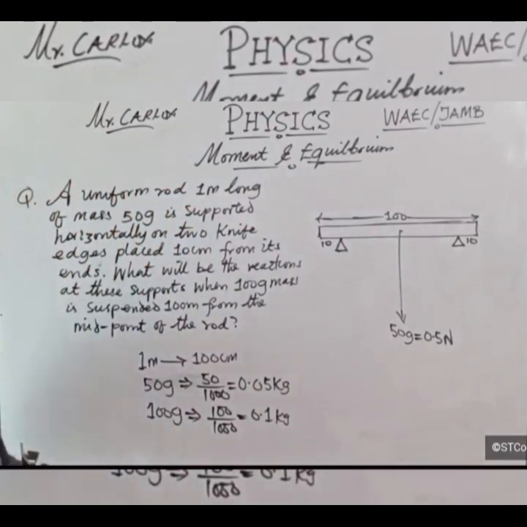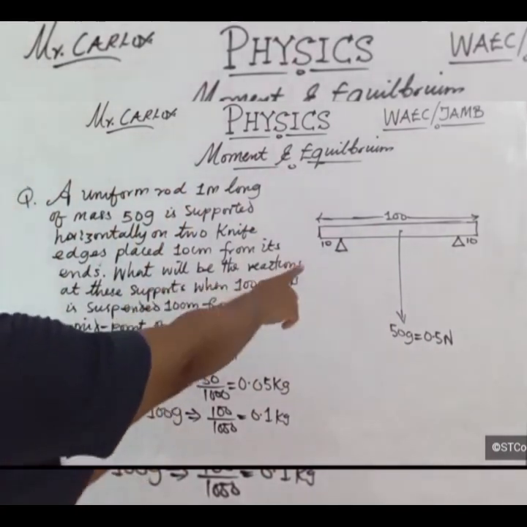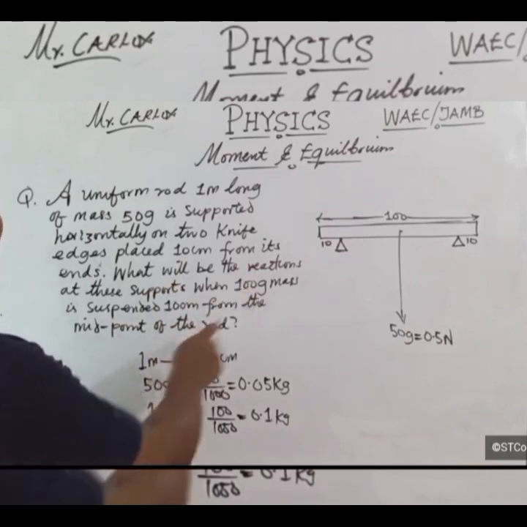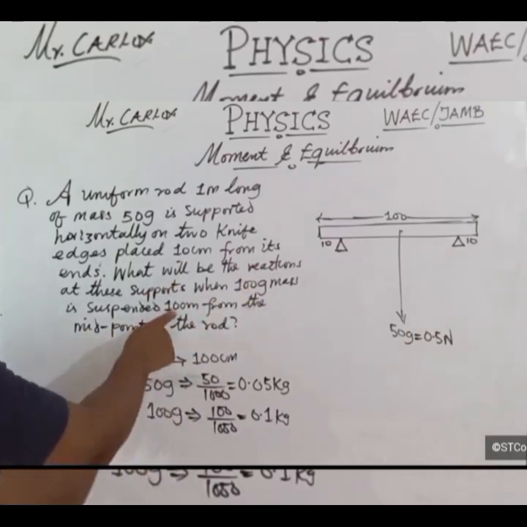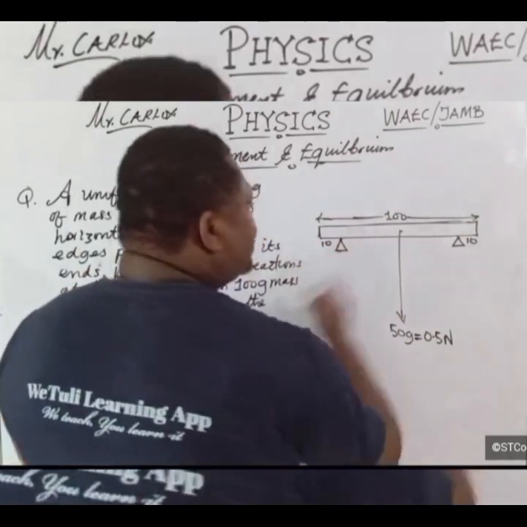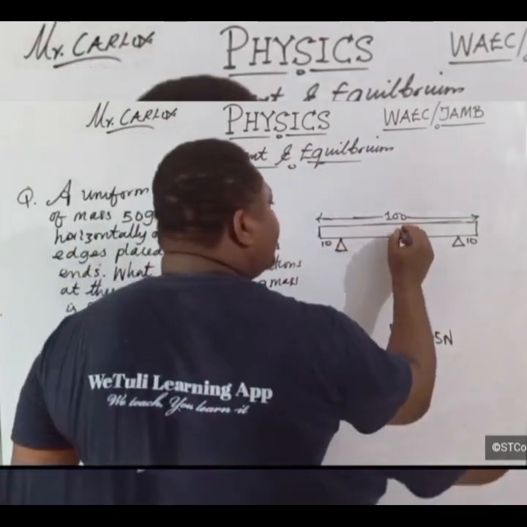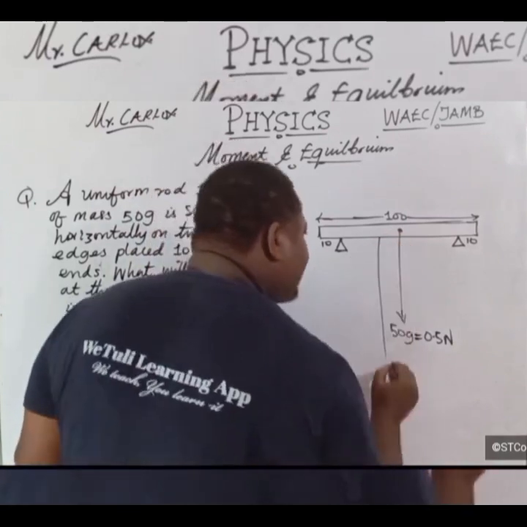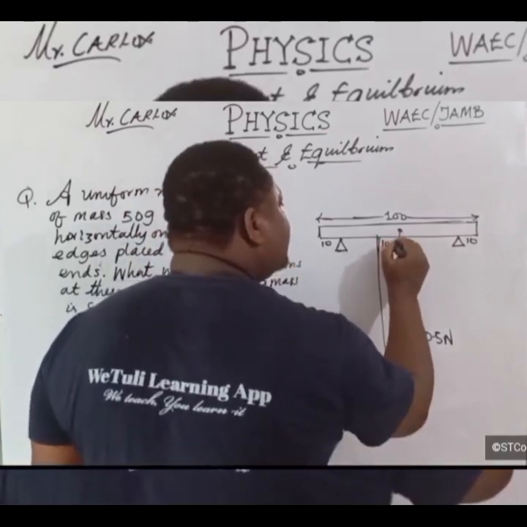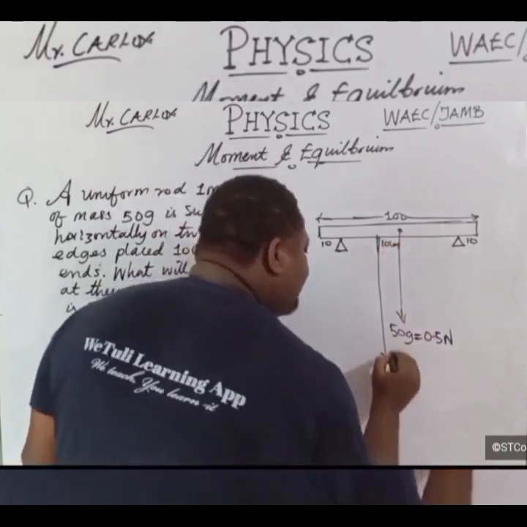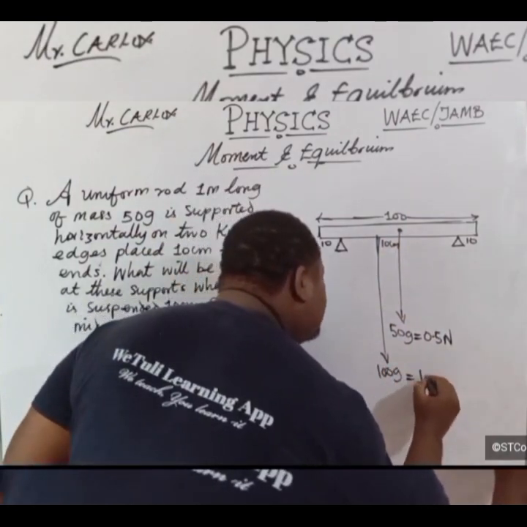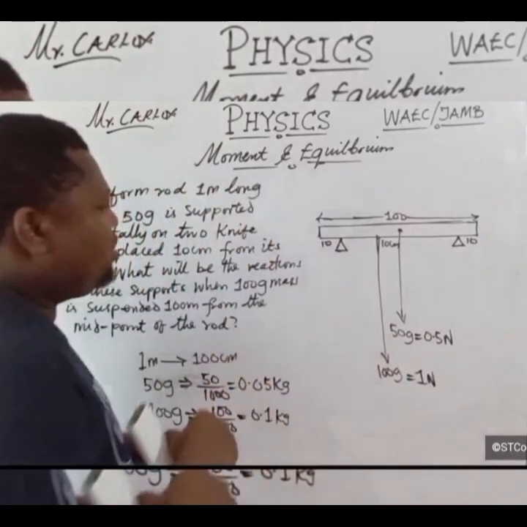What is the next statement here? We are told that what will be the reaction at this support when a 100-gram mass is suspended 10 centimeters from the midpoint. Anywhere I can use is the midpoint. They are told that from here to here is 10 centimeters, and the mass is 100 grams, which equals 1 Newton. Okay, let's go.